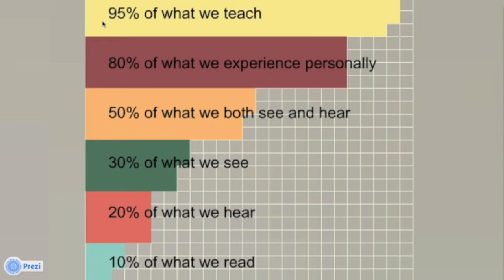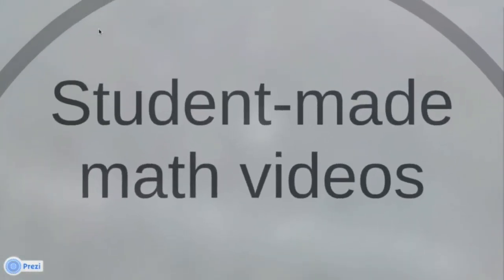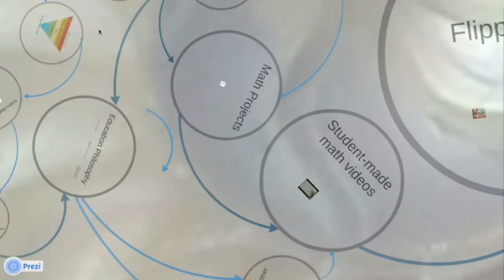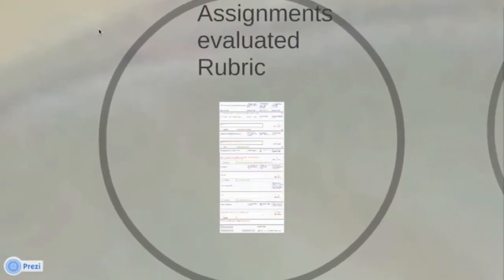So I get them to make videos, I get them to teach each other, I get them to collaborate in class, and that's the goal of the flipped classroom: to get them to work together, to work hard together, to do challenging and interesting questions. And they do that by making their math videos. Once they make their math videos, I evaluate those.